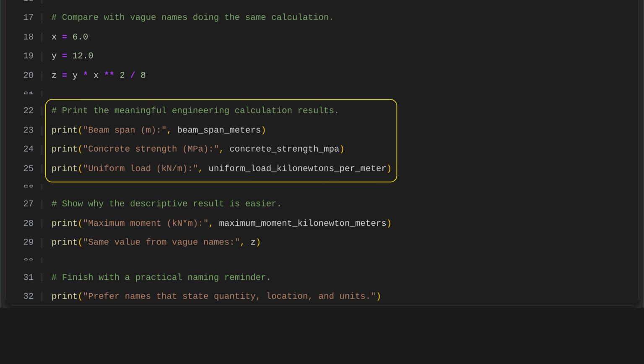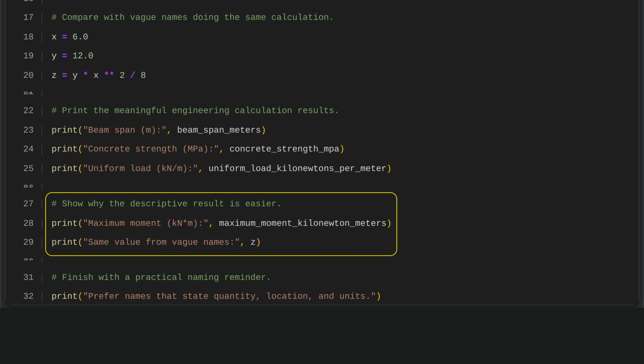The code displays key beam design values in a clear format: the span in meters, the concrete strength in megapascals, and the uniform load in kilonewtons per meter. Descriptive names make each printed engineering quantity easy to understand and interpret.